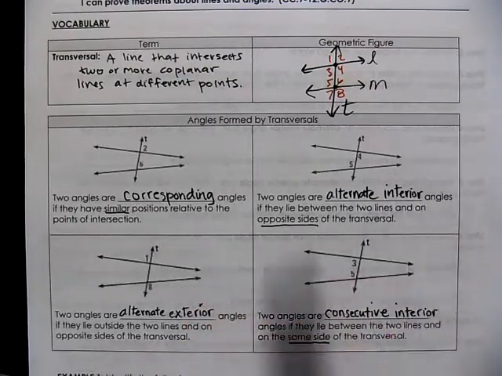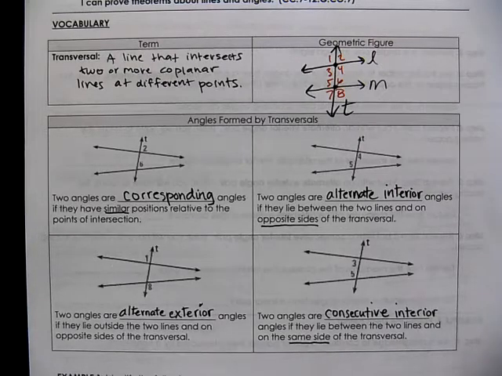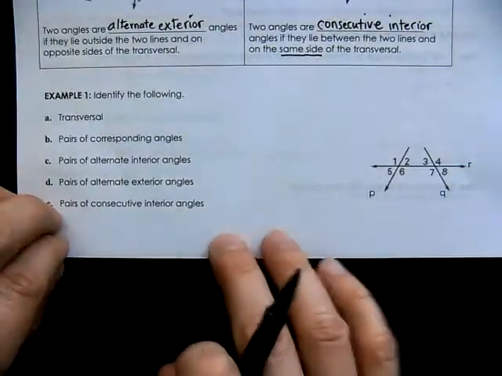Now we have to memorize these four. If you don't memorize them, it's going to be very difficult to be able to find them and to set up equations and solve for angle measures and to do some of the proofs that we'll be doing in the next few days. So let's start off by just practicing naming these angle pairs.